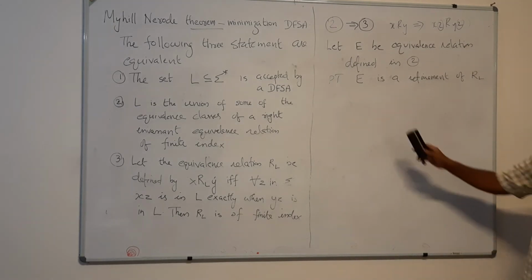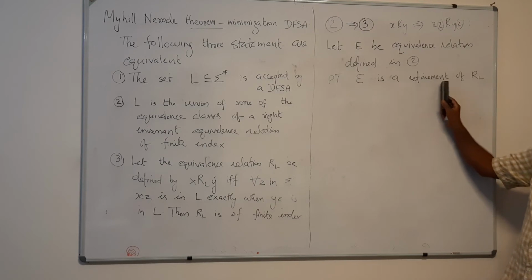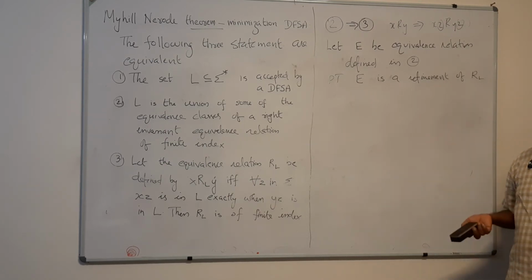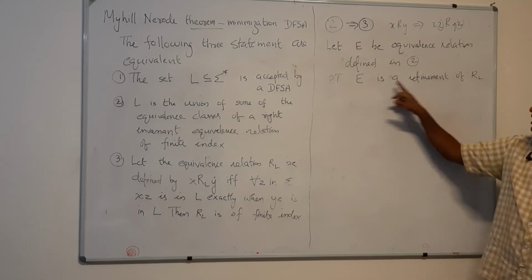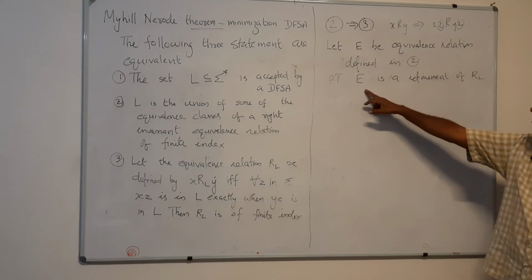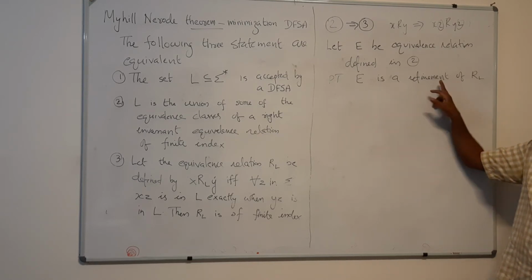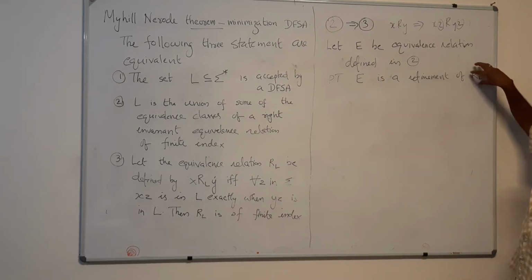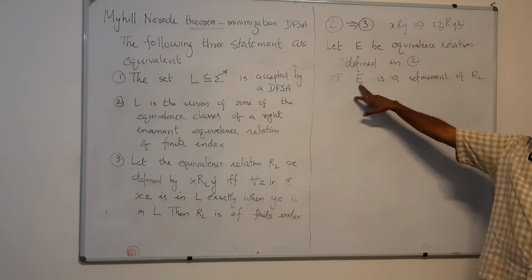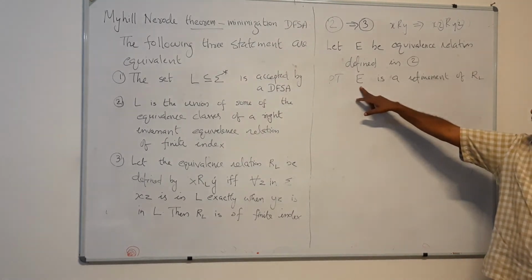Now we are going to prove that E is a refinement of RL. That means which one is having the highest index? E is contained in RL. E is a refinement of RL means E is contained in RL. That means RL is having lesser index. The number of equivalence classes for RL is lesser compared to E.